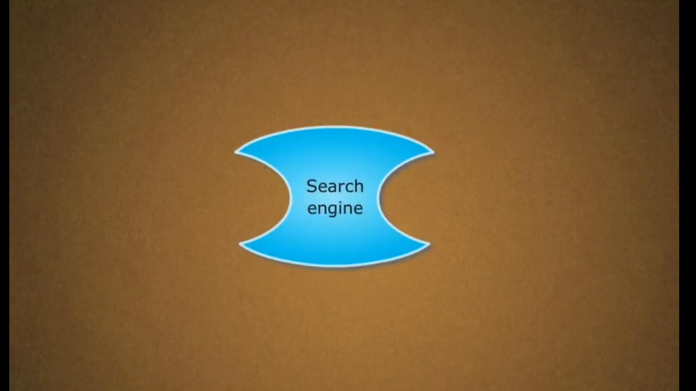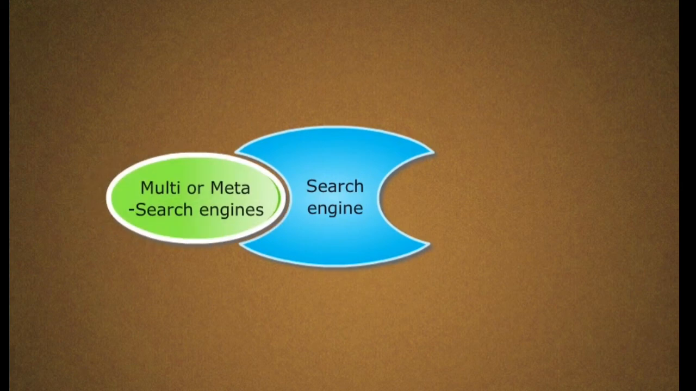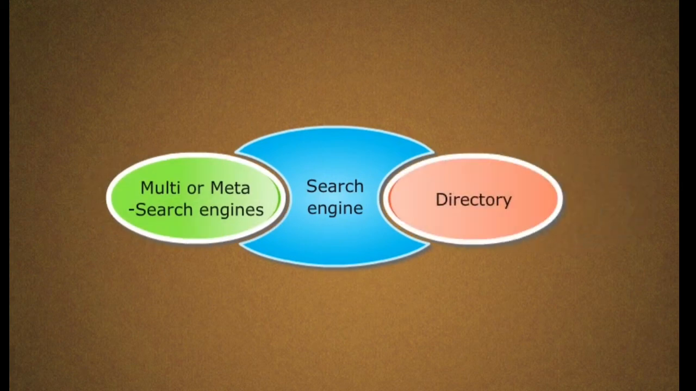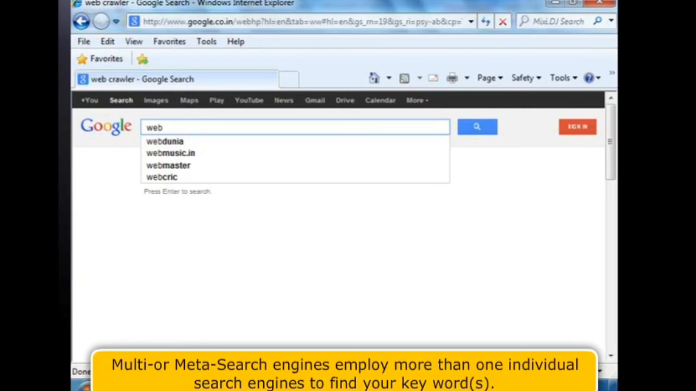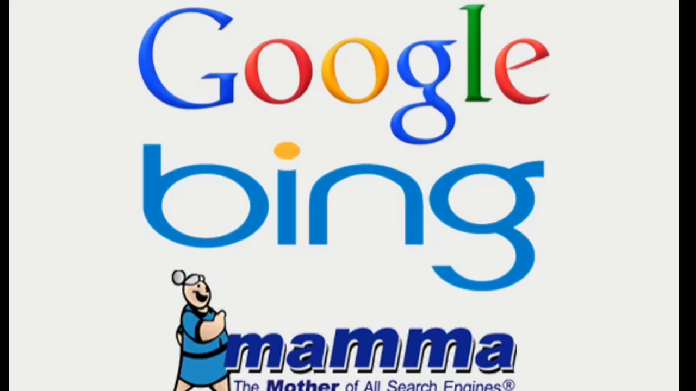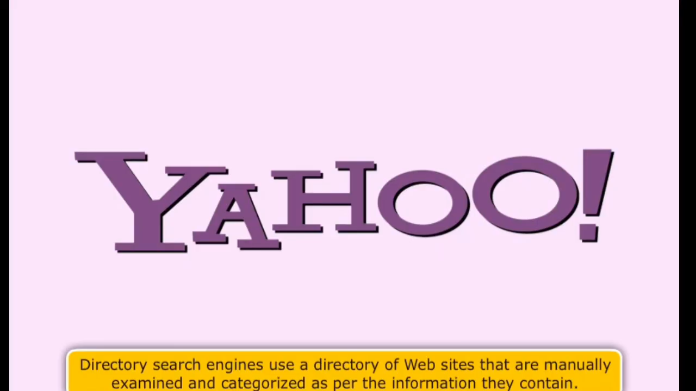There are different types of search engines, such as multi or meta search engines and directory search engines. Multi or meta search engines employ more than one individual search engine to find your keywords. Google, Bing, and Mama are the finest examples of meta search engines. Directory search engines use a directory of websites that are manually examined and categorized as per the information they contain. Yahoo is an example of a directory search engine.